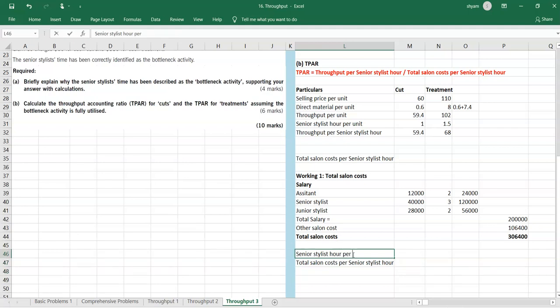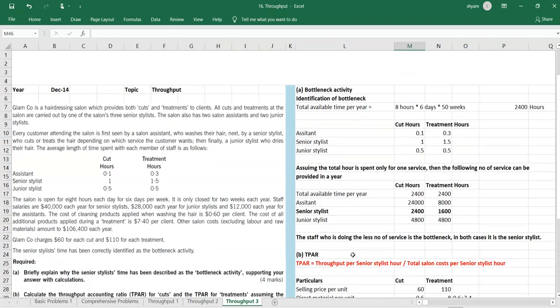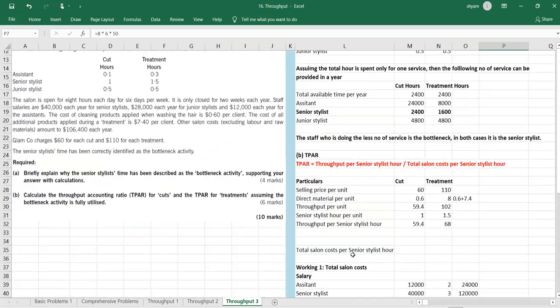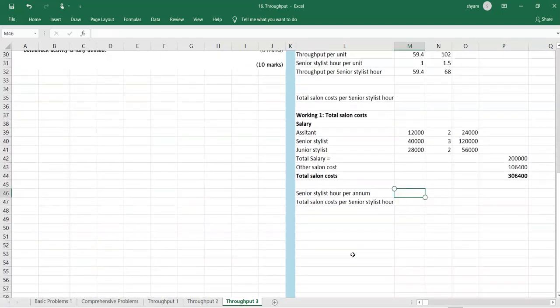Hours per annum. So if you see, the total time which is available is 2400 hours in a year. Okay, totally 2400 hours is available. And how many stylists are there? Senior stylists, 3 are there. So if you multiply, you will get 7200 hours. Okay, so 7200 hours is available.